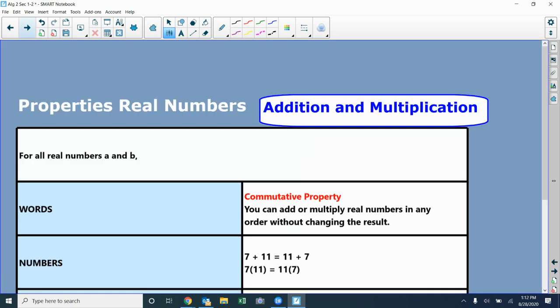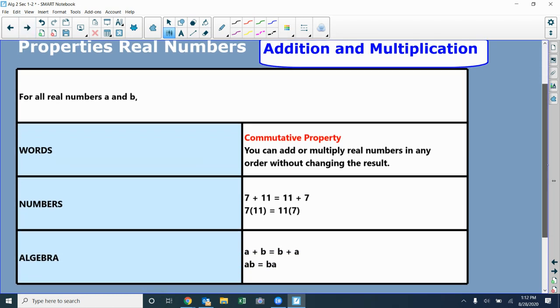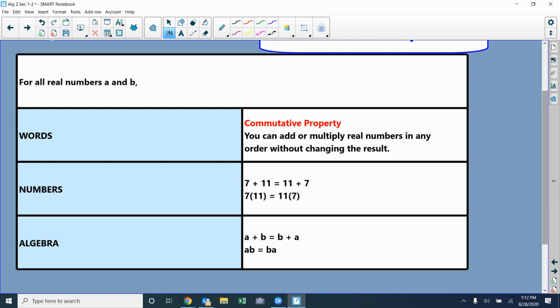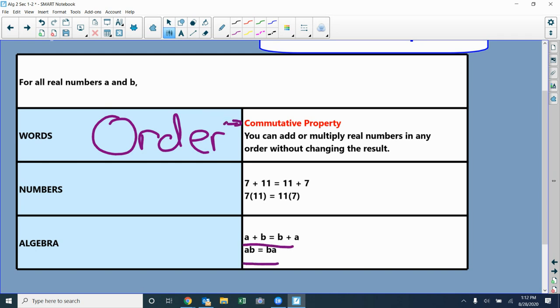All right, folks, commutative, come on. The only word I'd write down here is what? Order. Commutative is order. Order doesn't matter. 7 plus 11, 11 plus 7. So commutative is order. You want to write down a little sample there.